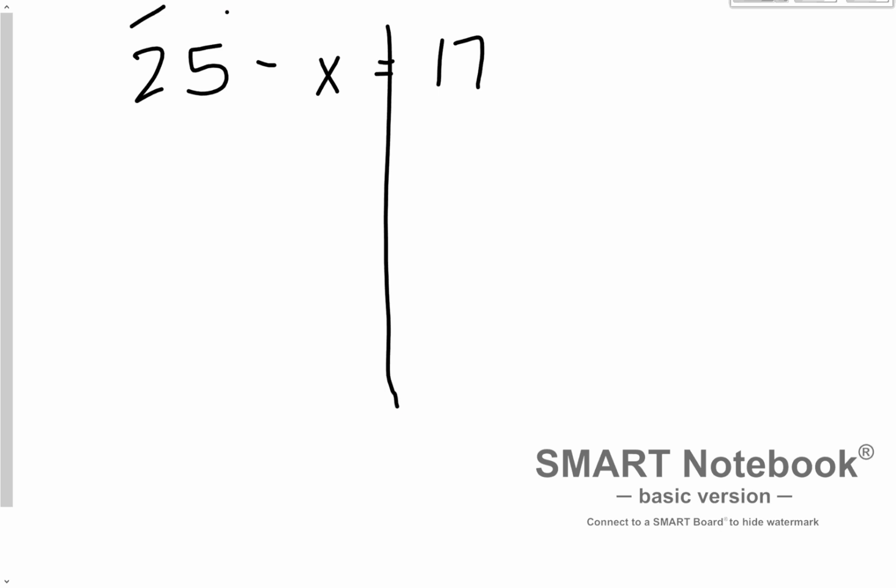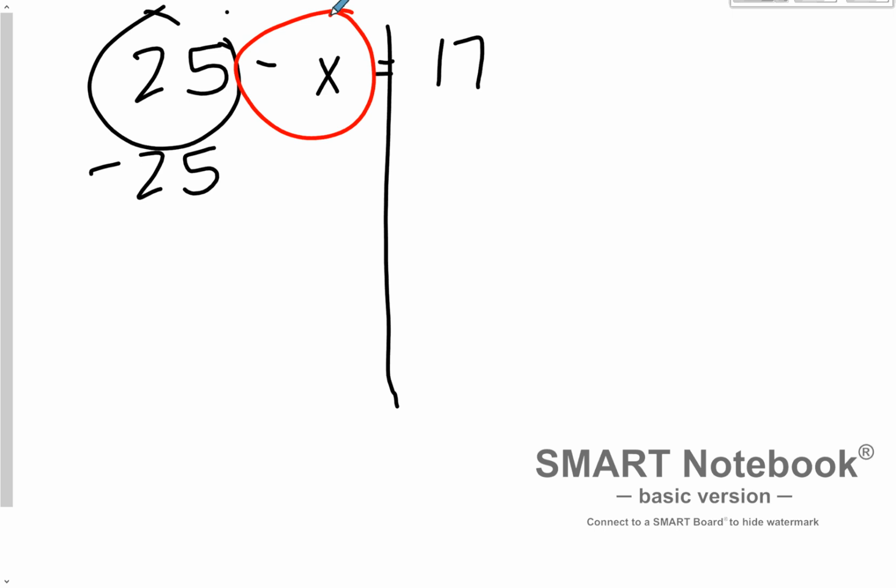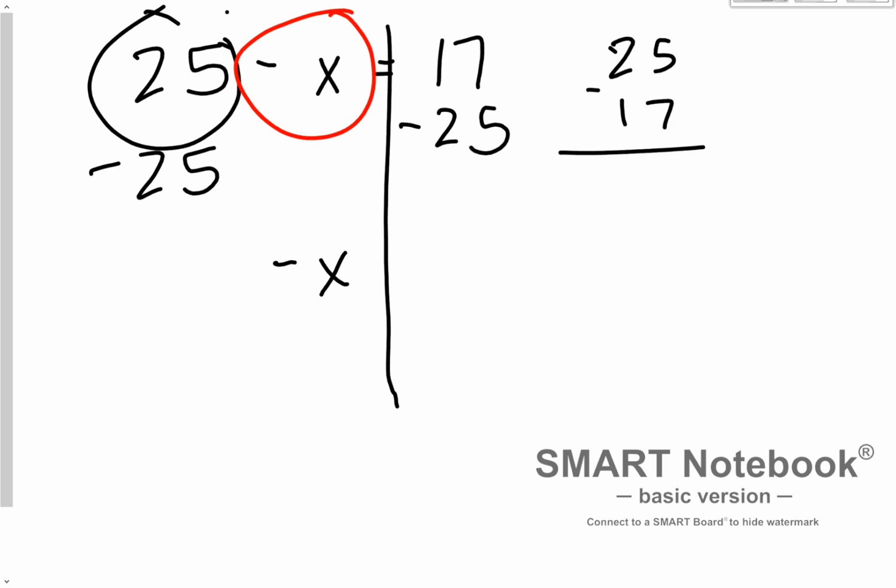So I have a positive 25 that I need to cancel out. How I cancel out a positive 25 is by subtracting 25, right? 25 minus 25 gives me 0. Okay, so that cancels out. However, I am still left with a minus x. So when I write down my next step, I keep that minus or that negative with the x. Whatever I do to one side, I do to the other. So I do 17 minus 25. Technically, I'm going to flip that around and do 25 minus 17, and I'm going to get 8.